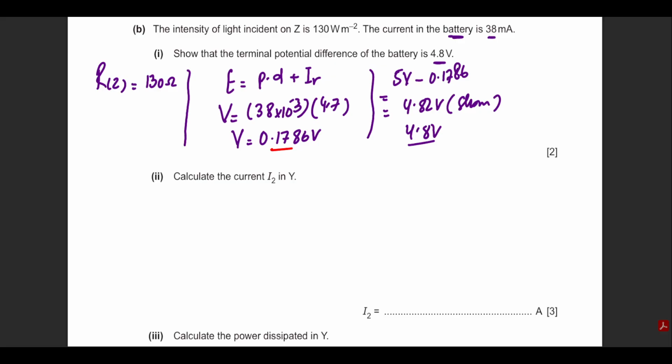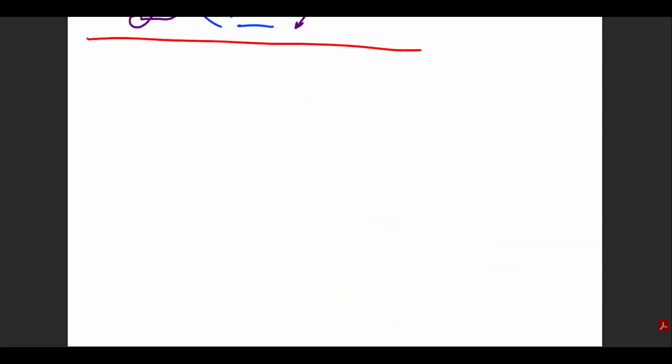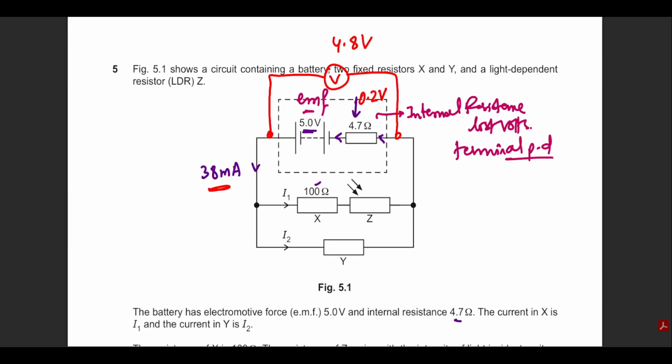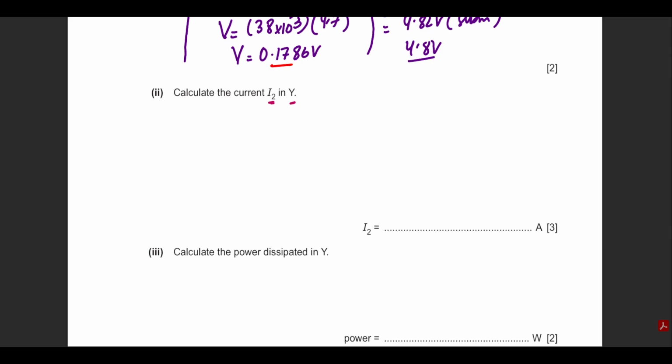Then he says, calculate the current I2 in Y. For this, we have to do a bit of circuit analysis. Now, what we have done is, if this is the current coming from the battery, we now know that this is going to be 120 ohms from the graph. If we can find the current through I1, simply subtracting this from the battery current gives me the value of I2. So let's do that.